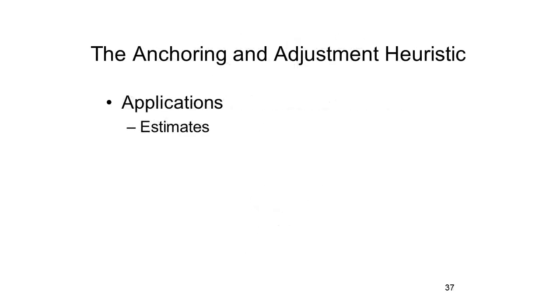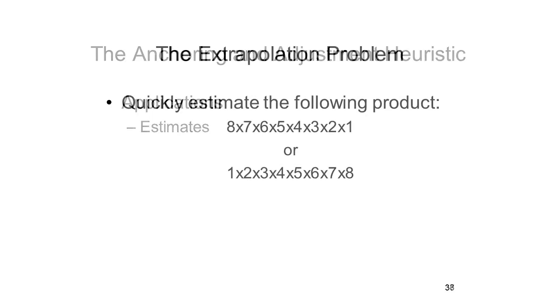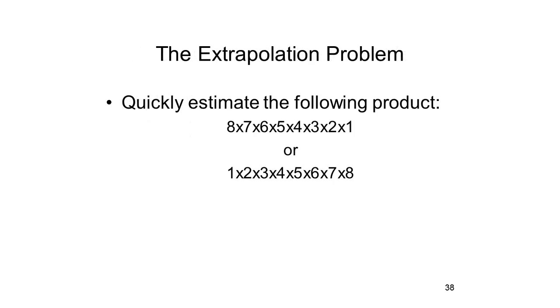The last of the judgment heuristics we're going to discuss is known as anchoring and adjustment. And this is a heuristic that's used in making estimates of various kinds. Here's an example of anchoring and adjustment at work known as the extrapolation problem. In this experiment, one group of subjects is asked to quickly estimate the product of a descending series of numbers like 8 times 7 times 6 times 5 times 4 times 3 times 2 times 1.